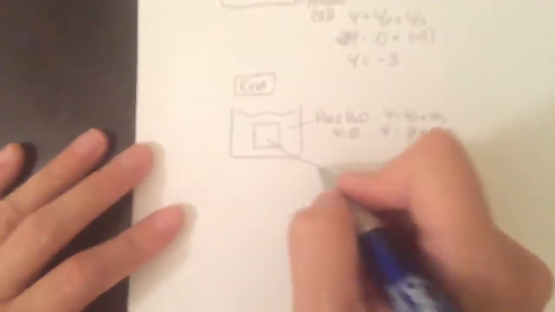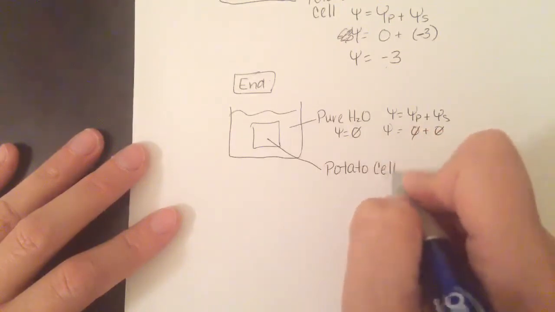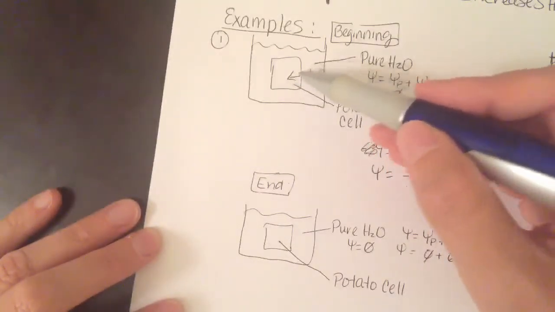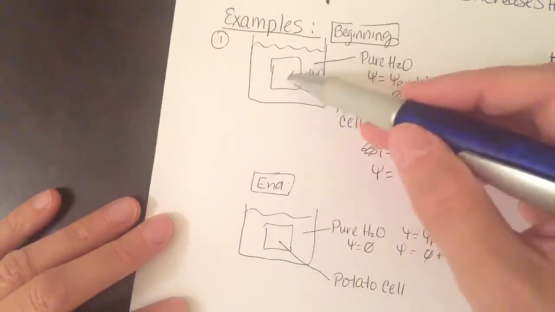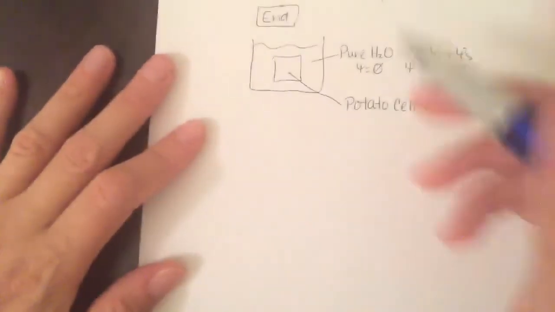But now the potato cell, when we look at the potato cell, it originally had the water potential at -3, but what happens is when water goes into that cell, what happens to the pressure? It's going to start going up. And so what happens is that will continue to go in until the water potential equals the outside solution.